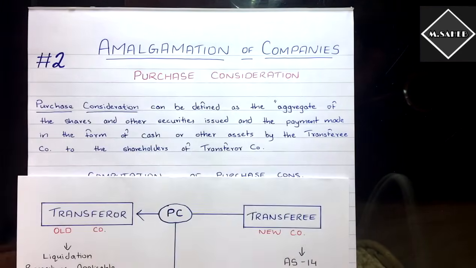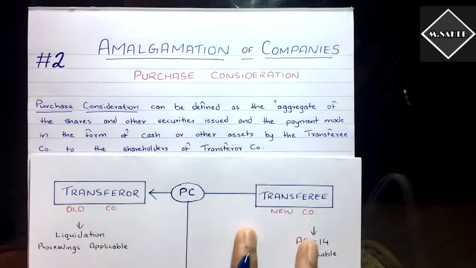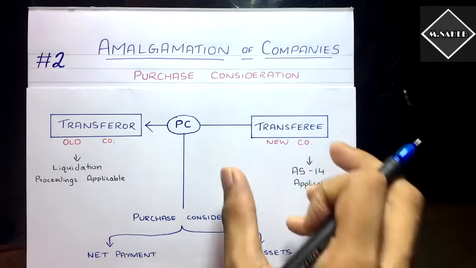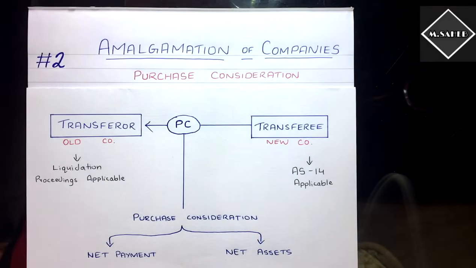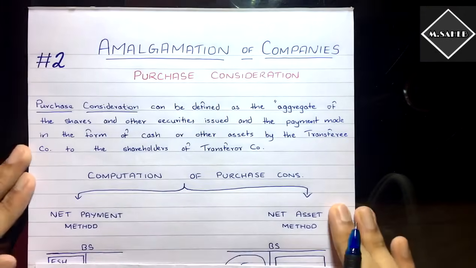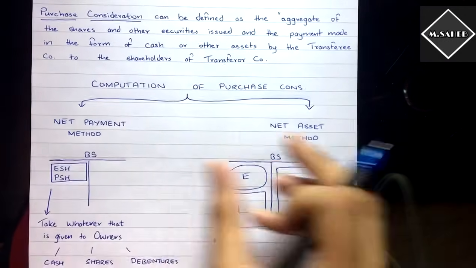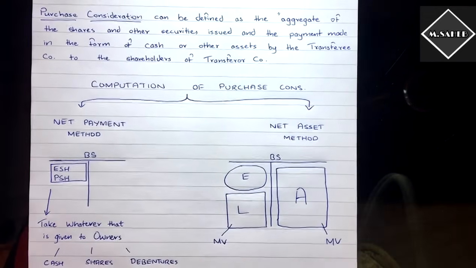It looks a little bit tough, but believe me, it's simple. Purchase consideration is simple; this is just the definition. It looks complicated, but purchase consideration is something that is payable by the transferee company to the transferor company. As I said, there are two methods of computing it: the net payment method and the net asset method.